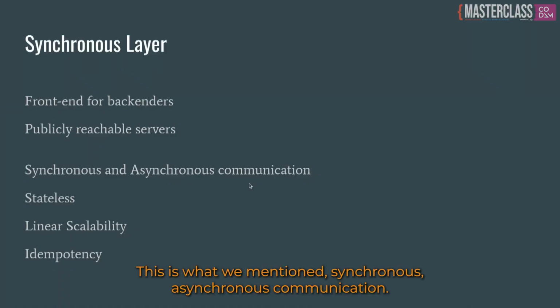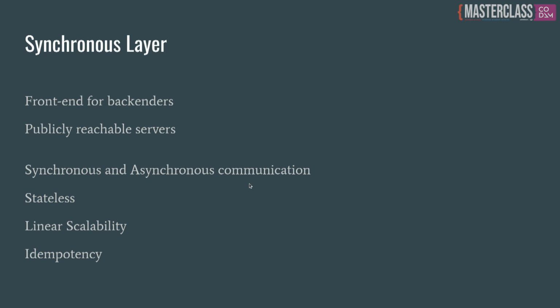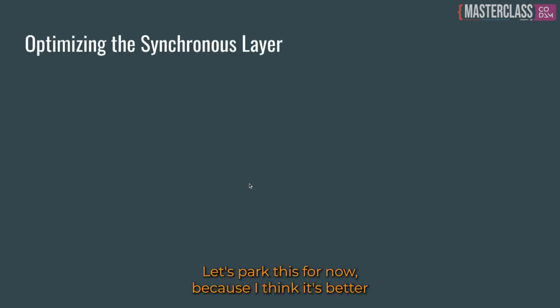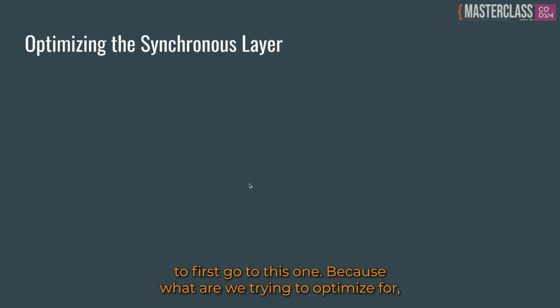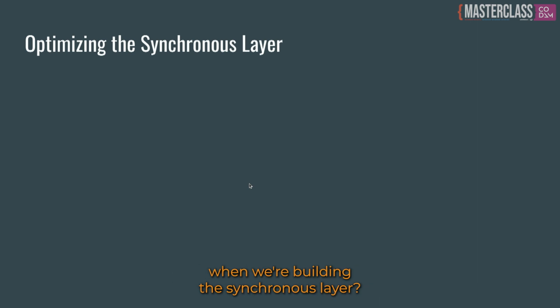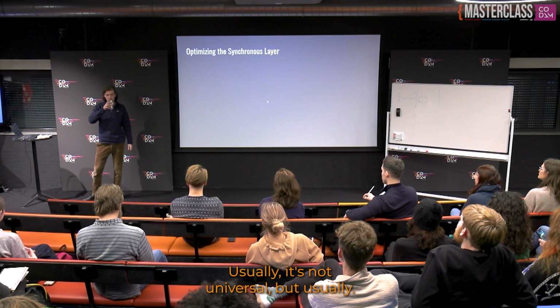So this is what we mentioned, right? Synchronous and asynchronous communication. Let's park these for now, because I think it's better to first go to this one. Because what are we trying to optimize for when we're building the synchronous layer? Usually, it's not universal, but usually.